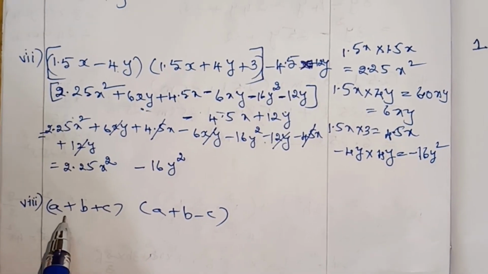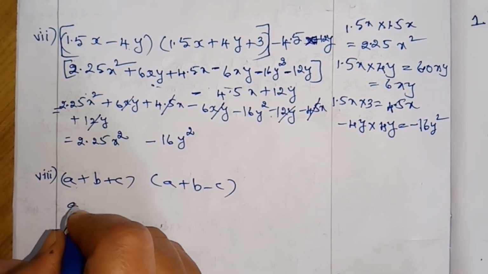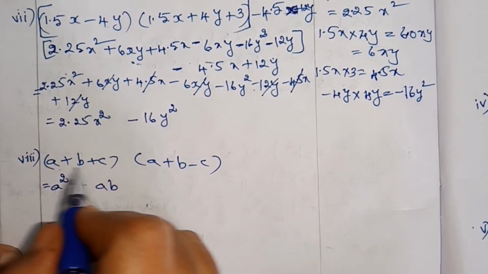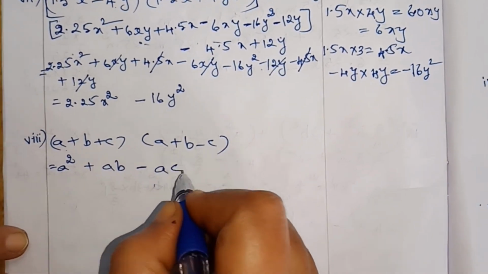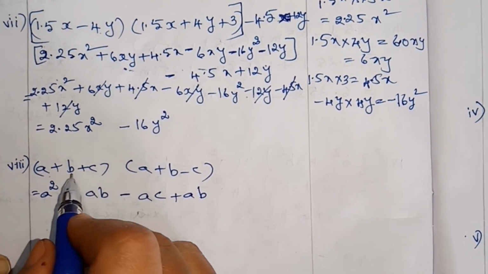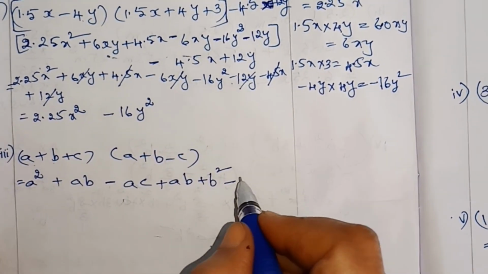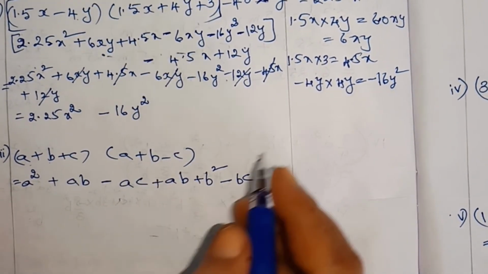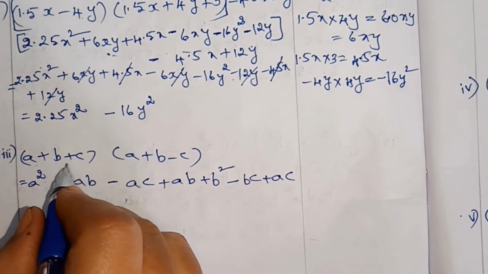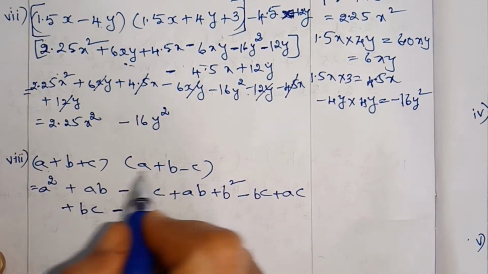Now eighth sum, a plus b plus c into a plus b minus c. So a into a is a square, a into b is ab, plus into minus is minus, a into c is ac. B into a, we won't write it as ba, we write it as ab. B into b is b square, plus into minus is minus, b into c is bc. C into a, we won't write it as ca, we write it as ac. C into b is bc. Plus into minus is minus. C into c is c square.